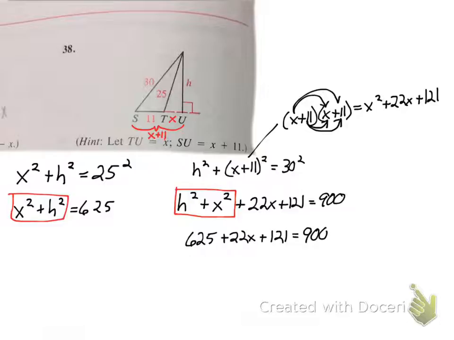Now we're going to subtract 121 from both sides and subtract 625 from both sides, and just so I don't mess up, I'm going to do it here. So we have 900 minus 121 minus 625, and we come up with 22x equals 154. Then I just divide both sides by 22, and we have x equals a nice number, 7.